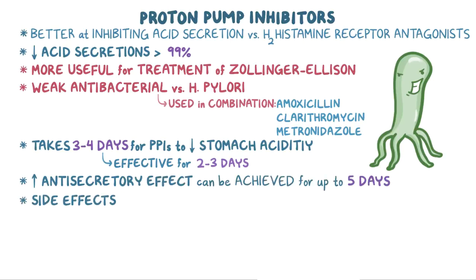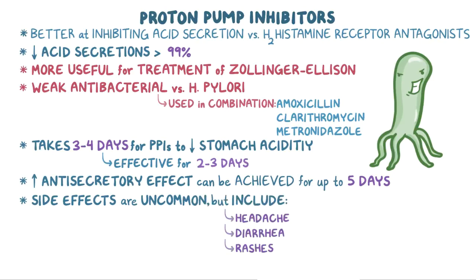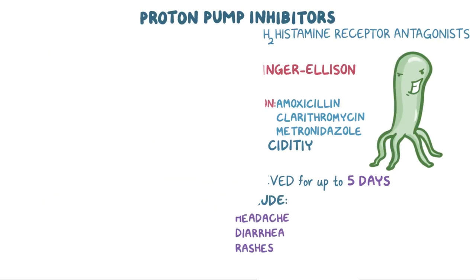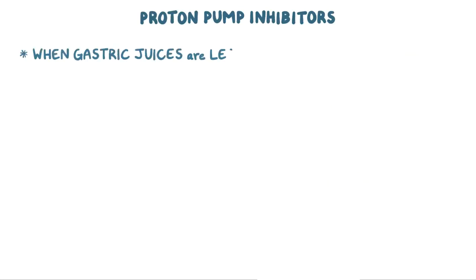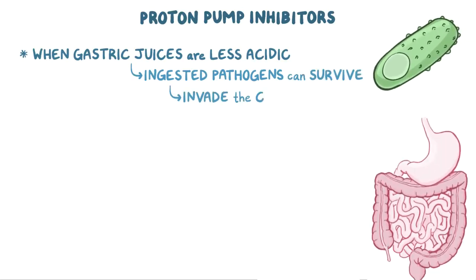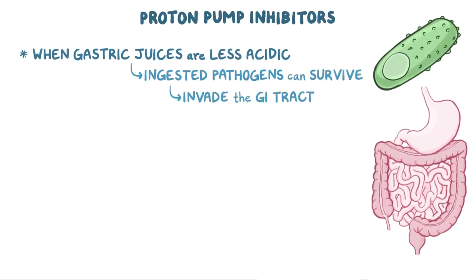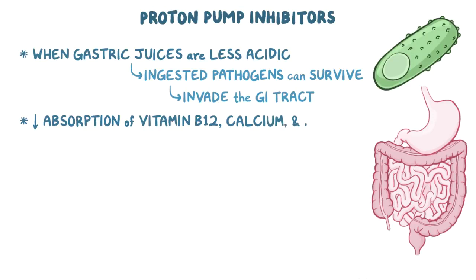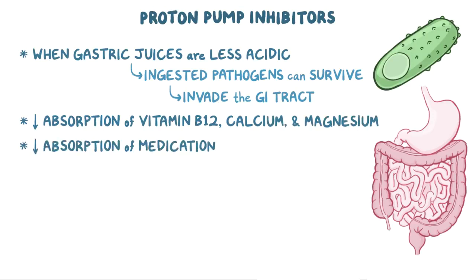Side effects of proton pump inhibitors are uncommon, but can include headache, diarrhea, and rashes. When the gastric juices are less acidic, it also allows for more ingested pathogens, like Clostridium difficile, to survive and invade the GI tract. Finally, this change in pH also decreases the absorption of vitamin B12, or cobalamin, calcium, and magnesium. It could also reduce the absorption of certain medications, like digoxin and ketoconazole.